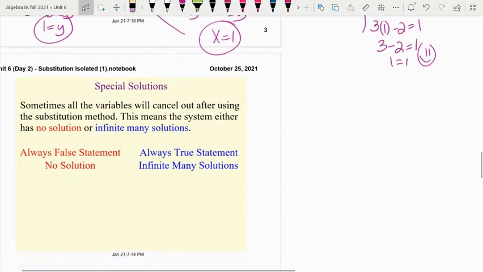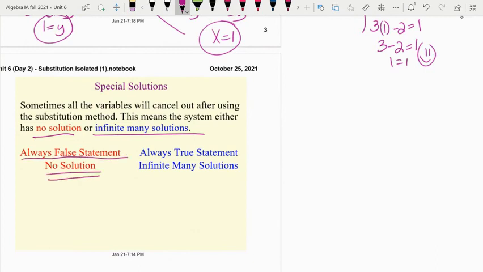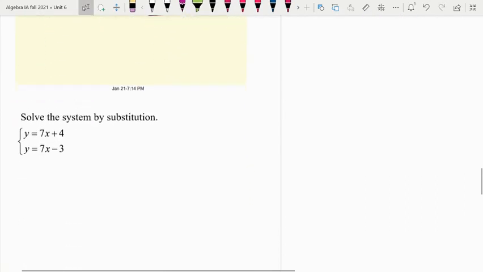Special solutions, you might have no solution or infinitely many. So if it's a false statement, we get no solution. If it's always true, infinitely many. Let's look at that now.